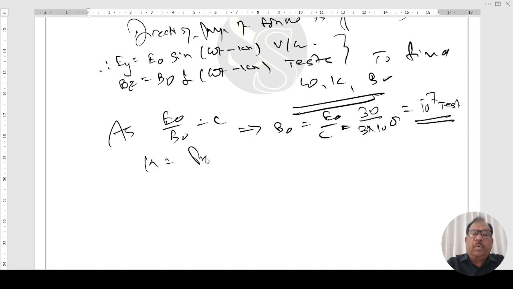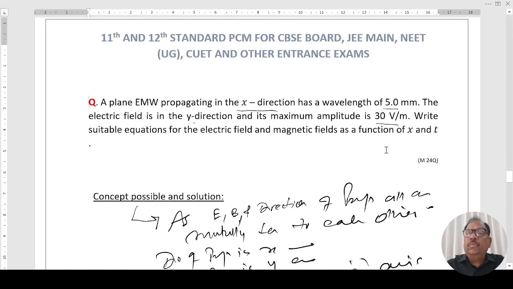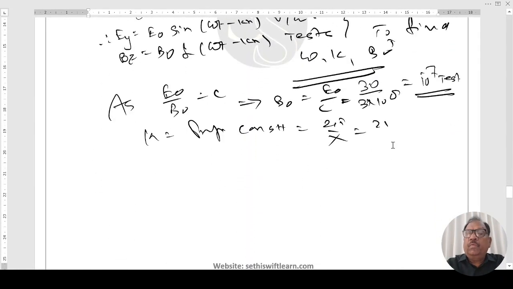K, propagation constant, that is 2 pi by lambda. 2 pi upon lambda. Lambda is given as 5 mm. 2 pi upon 5 into 10 to the power minus 3 per meter. On simplification, this comes out to be 1257 per meter, right?